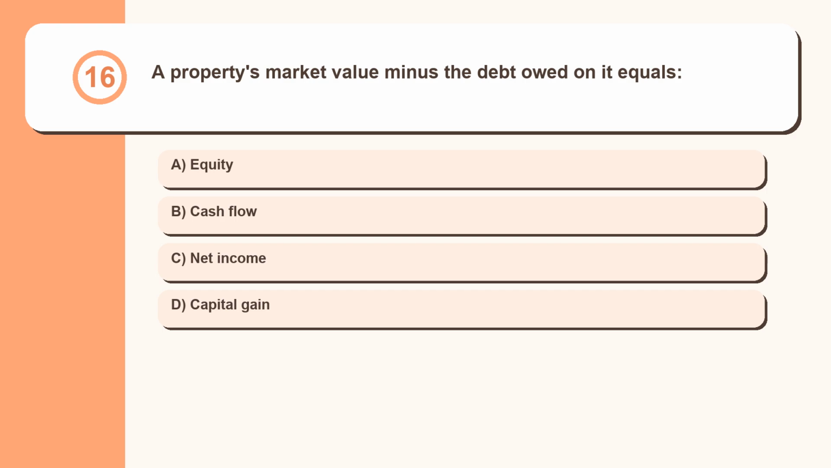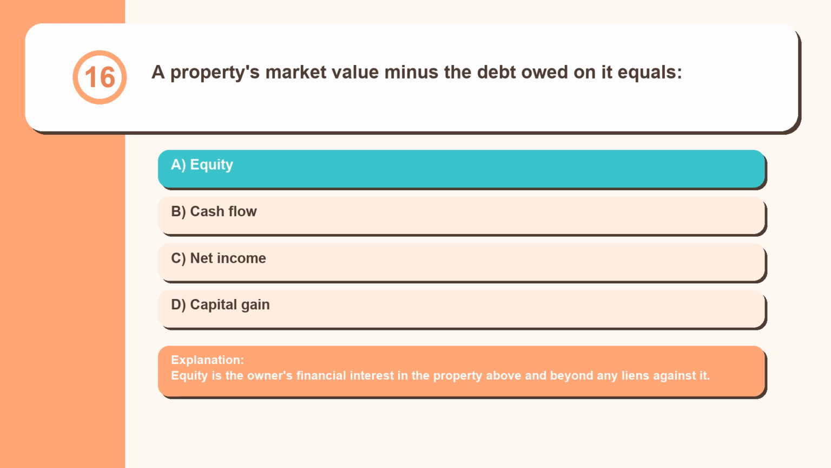Question 16. A property's market value minus the debt owed on it equals equity, cash flow, net income, capital gain. Equity is the owner's financial interest in the property above and beyond any liens against it.